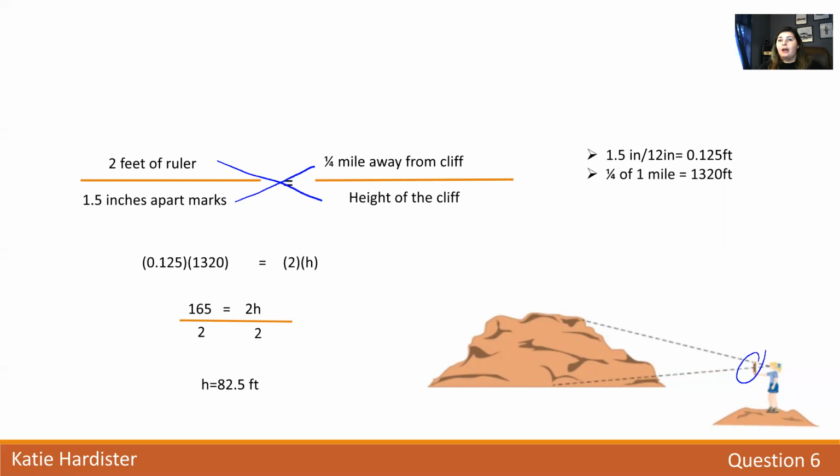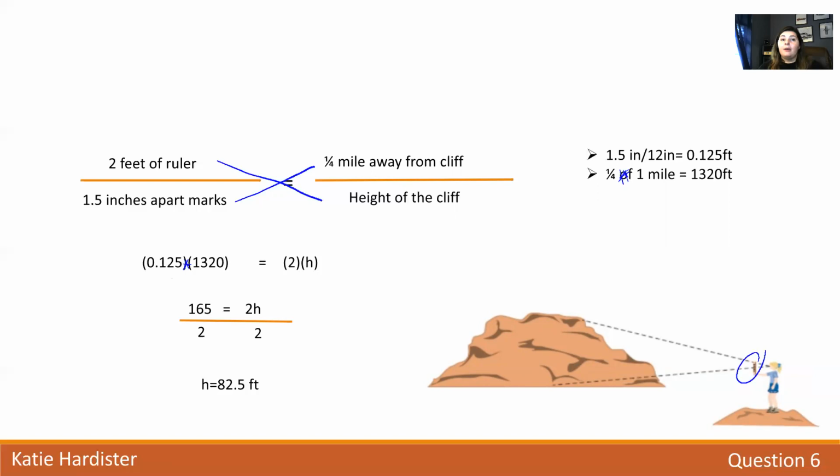1.5 inches divided by 12 inches is 0.125 feet. And 1/4 of a mile would equal 1/4 multiplied by 1 mile. I'm sorry, multiplied by 1 mile. Anytime we see of, we can just know that that is multiply. So 1/4 multiplied by 1 mile is 1,320 feet. So we're going to multiply those by each other. Anytime we see parentheses beside each other, we know that we are multiplying them. And that would give me 2h.